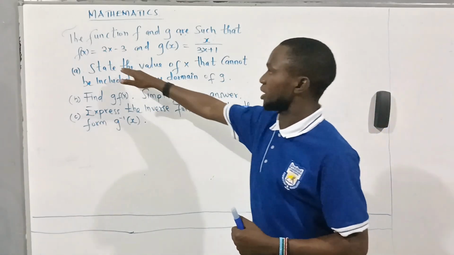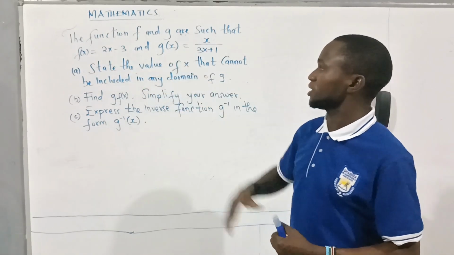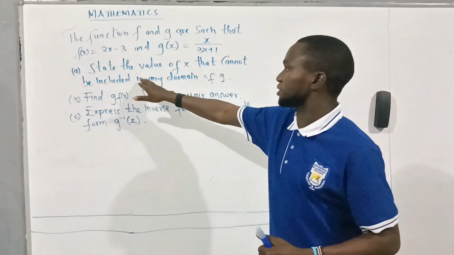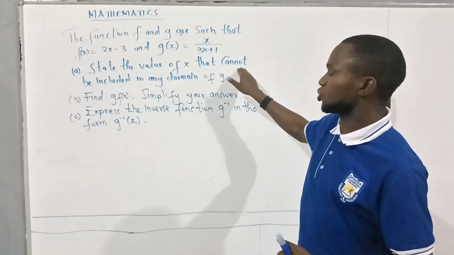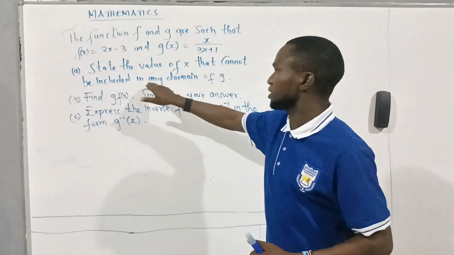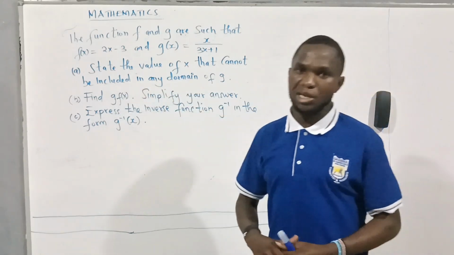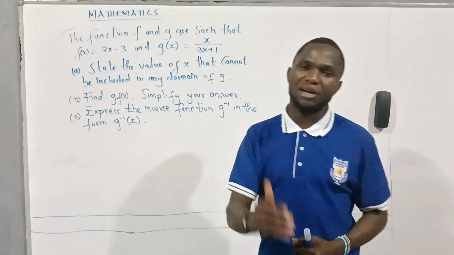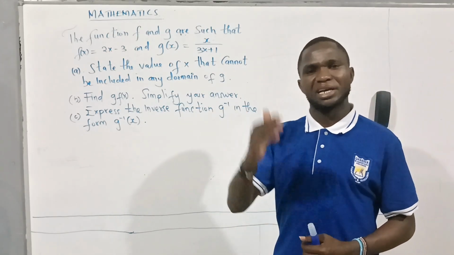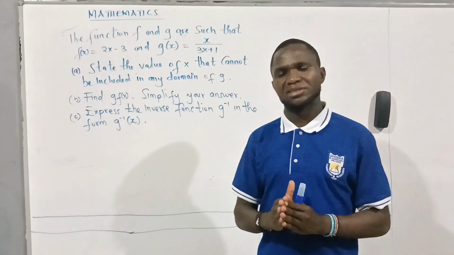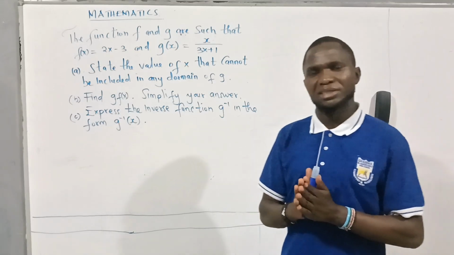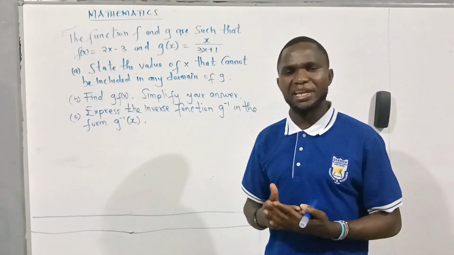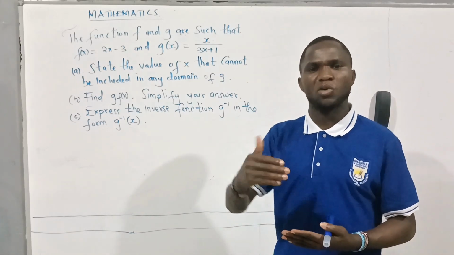Now, in this case, we are given f of x and we are also given g of x. The first problem is we need to state the value of x that cannot be included in any domain. Now, we have the term domain. Domain is a set of numbers that a function can use. But sometimes there are values that are excluded from the domain, because they lead to impossible operations.